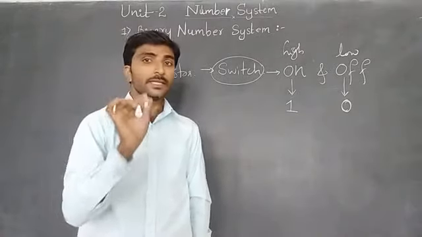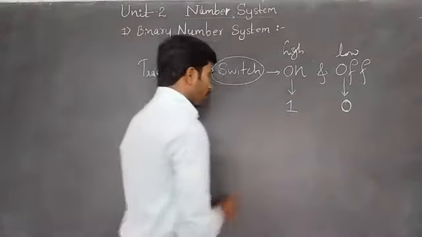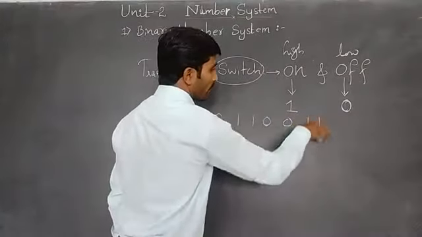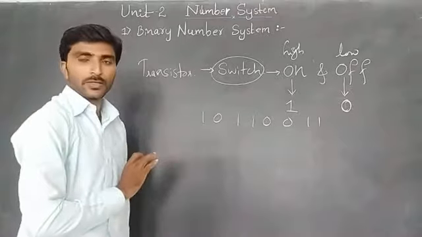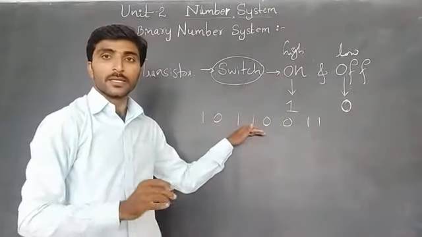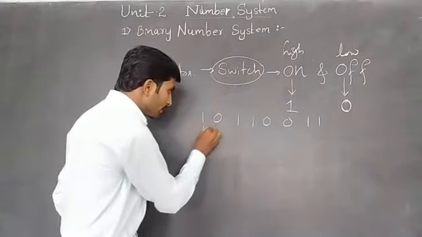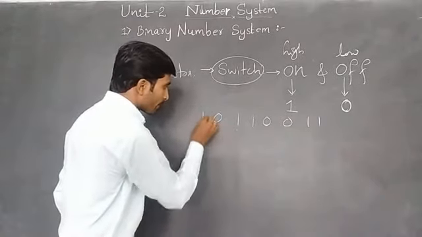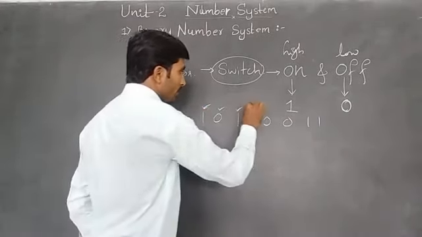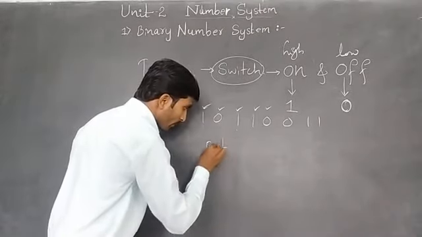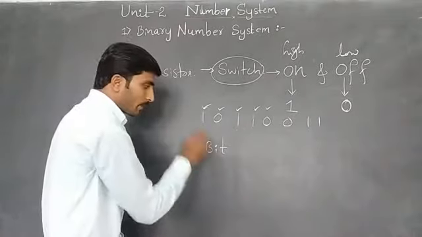Okay, each digit, for example, 1, 0, 1, 1, 0, 0, 1, 1. These are the digits. Each digit is called a bit.